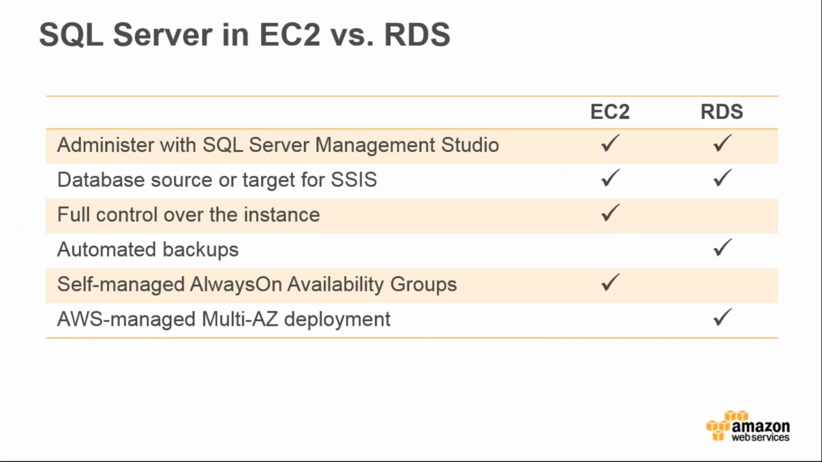Okay, let's compare running SQL Server on EC2 versus RDS. The most significant thing to notice here is that both environments are already familiar to you because you can use SSMS and SSIS in either case. The bottom four rows on this slide simply reflect the differences between having a managed service like RDS versus full control over the instance like EC2. With the managed service, you get automated backups and really simple support for high availability. But that convenience comes with somewhat less control over your instance.